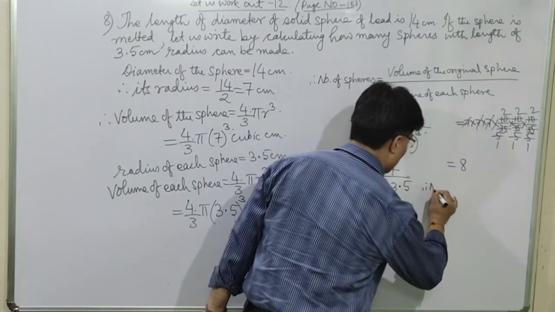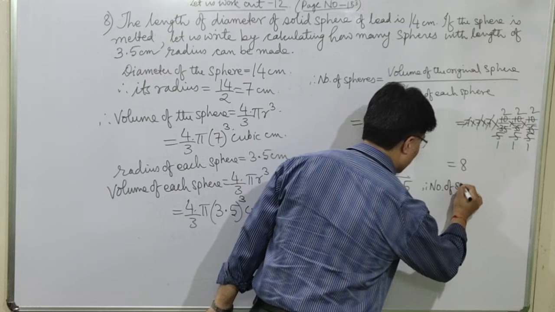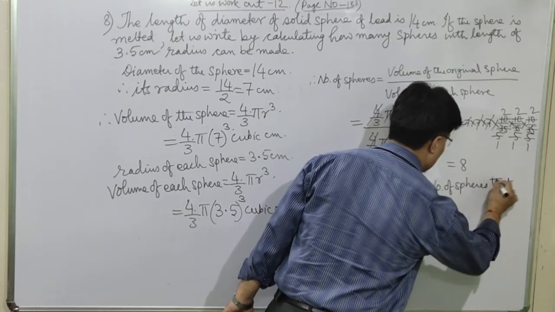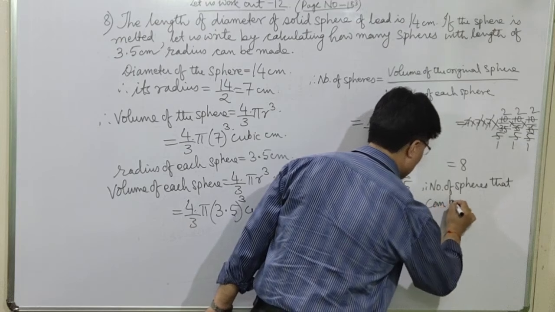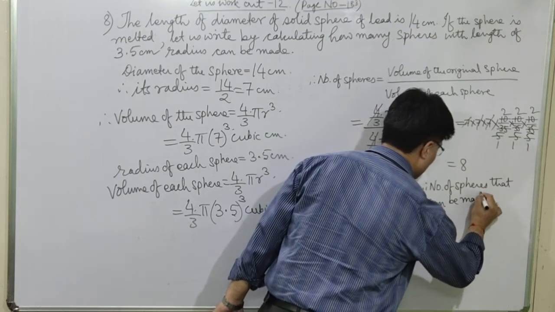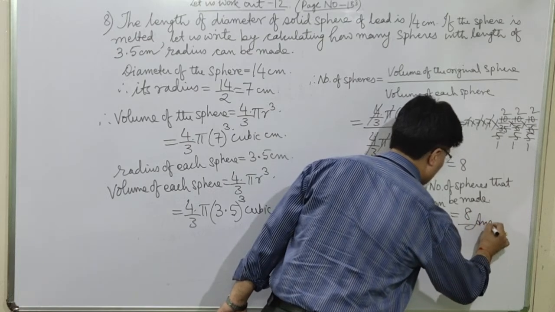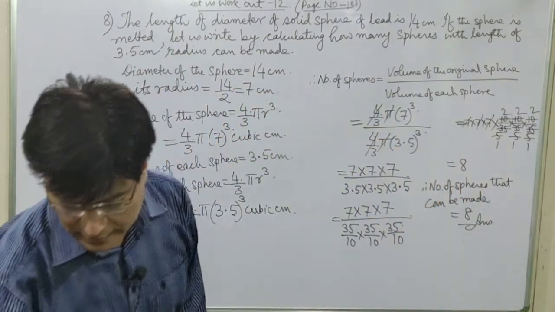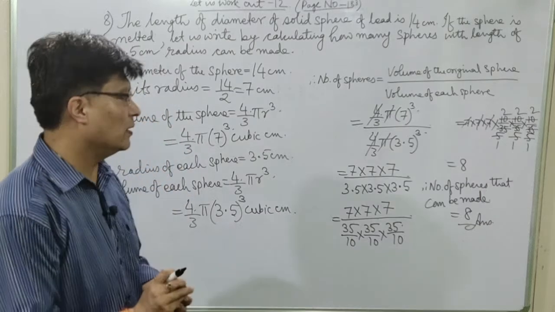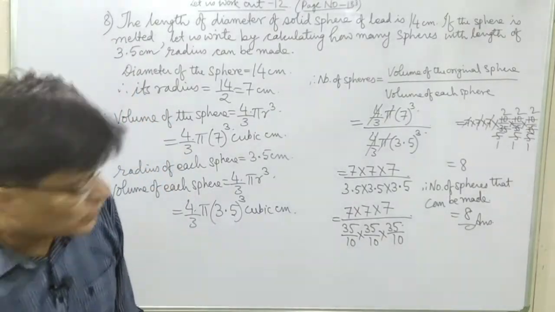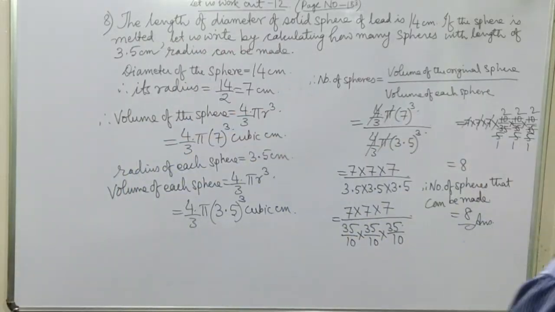So therefore number of spheres that can be made is equal to 8. So this is the final answer. So I think you have understood it. Okay, so you can copy it. We'll do the next question now.